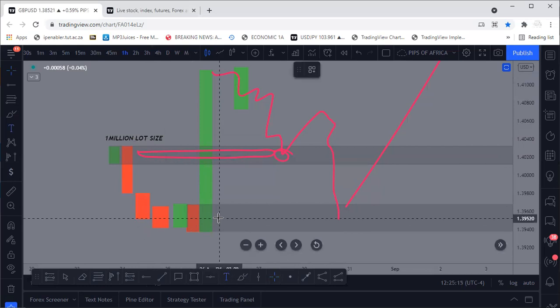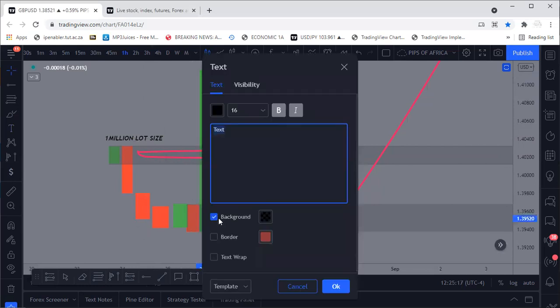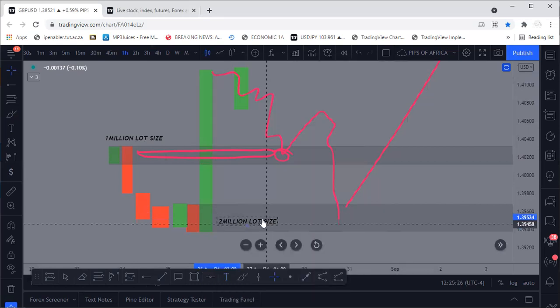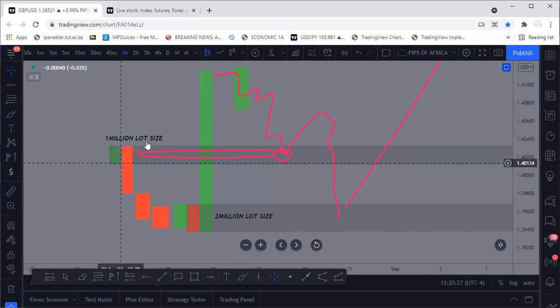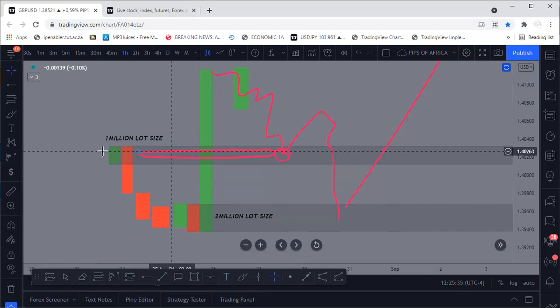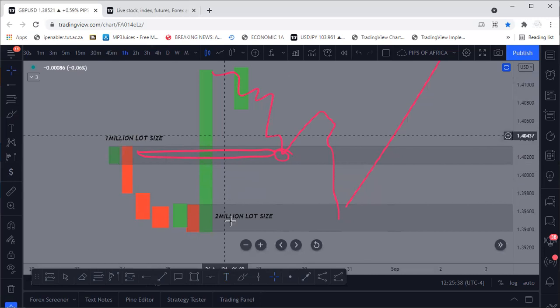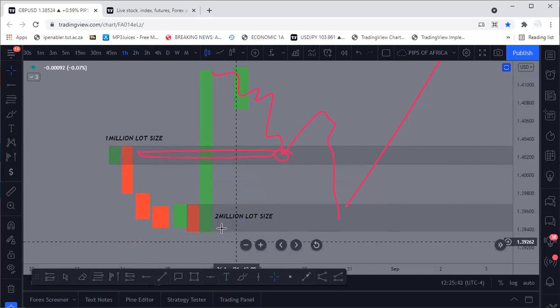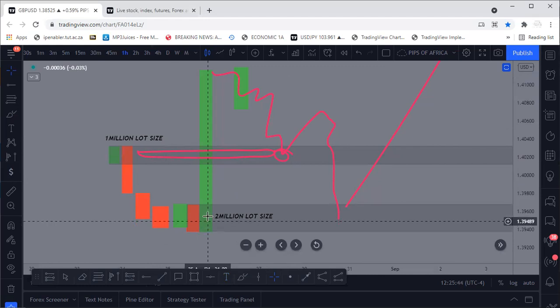Let me then put it here. 2 million lot size. There they used 1 million lot size to push the market lower, and here for them to be able to break this bearish order block, they have to use a bigger lot size. They have to use the bigger lot size here for them to be able to break the previous supply.